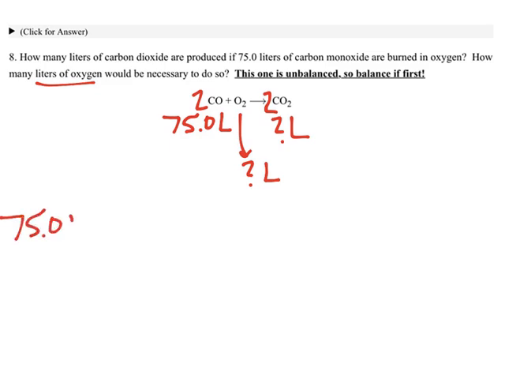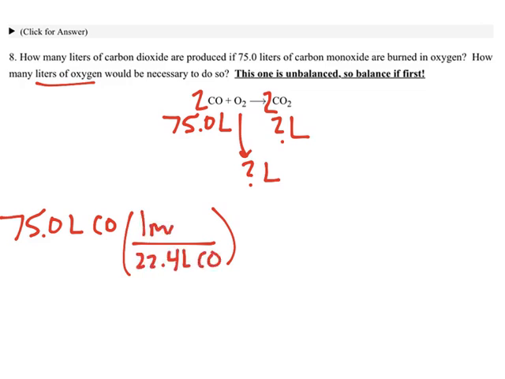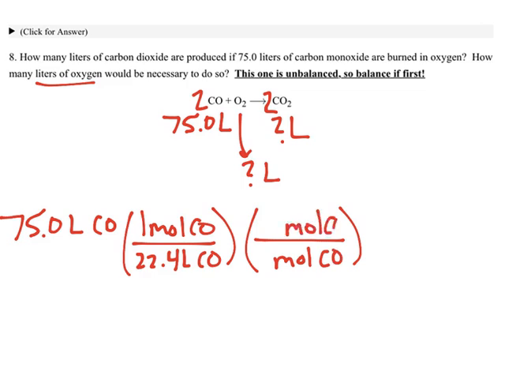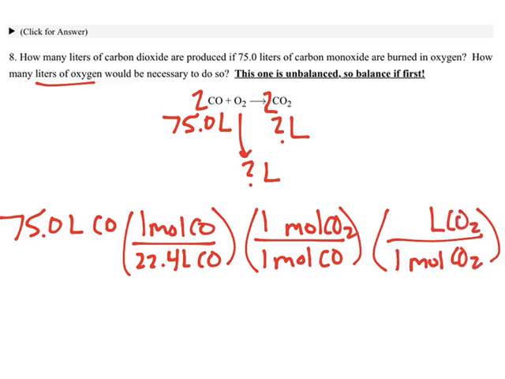Let's go ahead and do our 75 liters. And let's convert that to the CO2 first. So 75 liters of CO, 22.4 liters of CO for every 1 mole of CO. I don't want mole of CO, I want mole of CO2. And I see that it's a 2 to 2 ratio, which is the same as a 1 to 1 ratio. And then lastly, mole of CO2 on bottom, liters of CO2 up top. 1 mole is 22.4 liters.